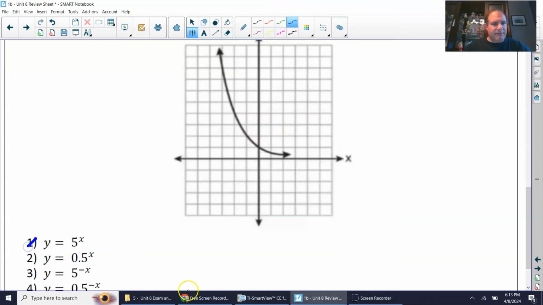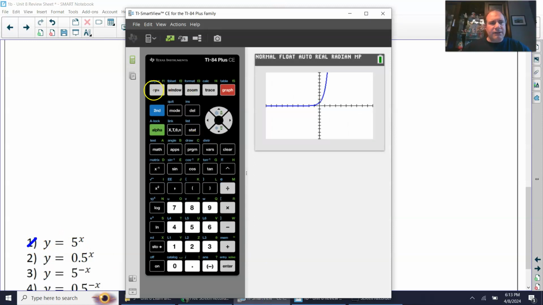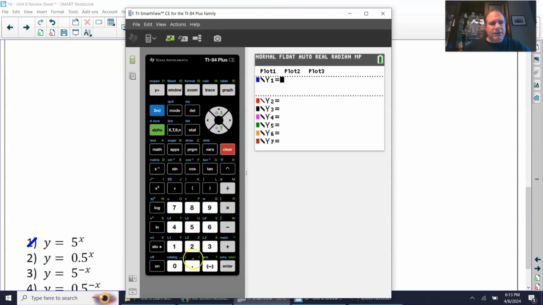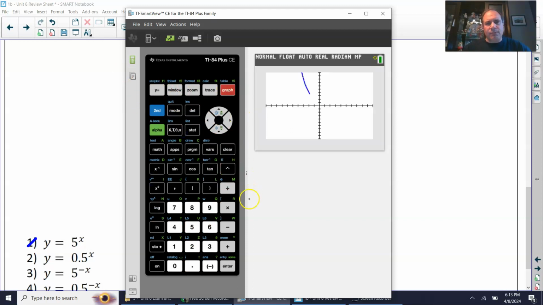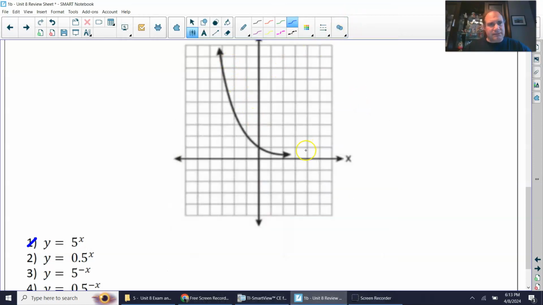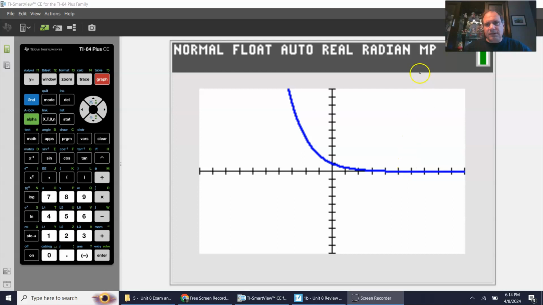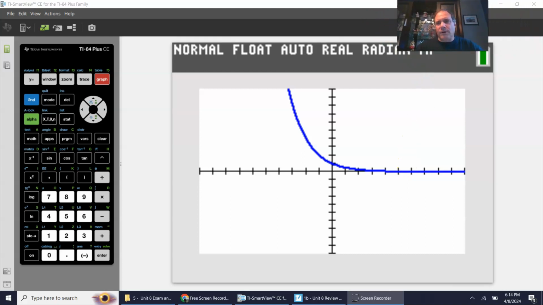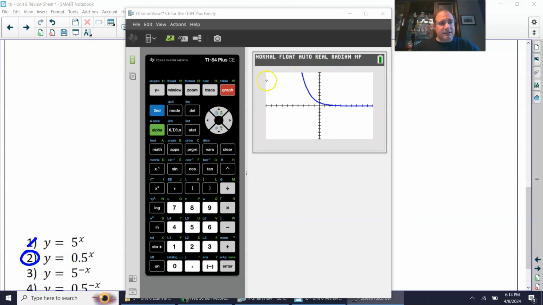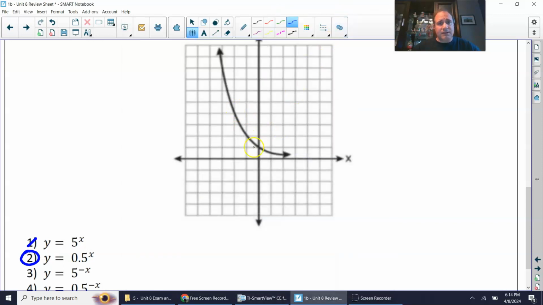So I could cancel that out. Grab the calculator again, press y equals, clear that out. You have 0.5 to the x power. Let's see if that one works. That looks like this. So we are going to circle it. If you take a look at it, that really does look like what that graph is. And we're going to just accept that as the graph that's right on here.